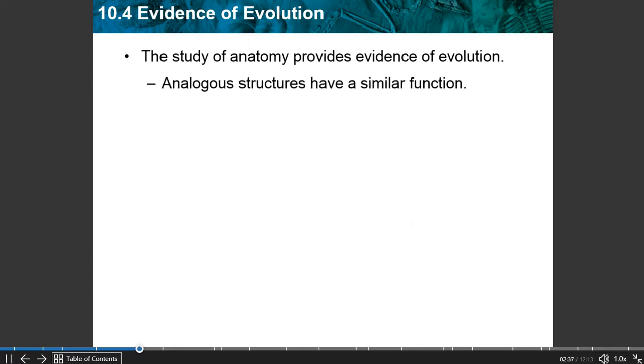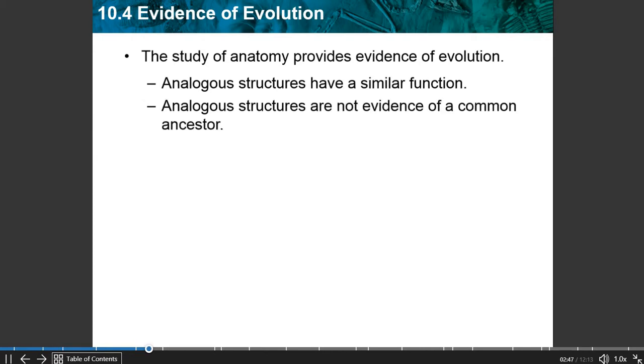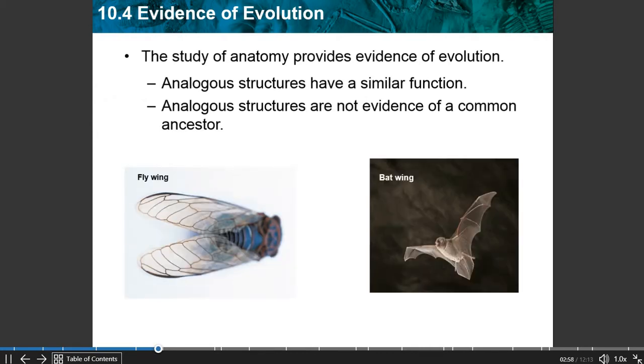Another example is analogous structures. Analogous structures have the same function but arose from a different structure. It shows evidence of not having a common ancestor, or a close common ancestor. A fly wing and a bat wing are examples of that.